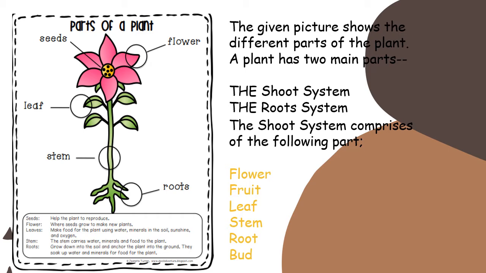Buds. Buds protect the baby flower from harmful elements of nature. Flower. A flower is the beautiful part of the plant. It is usually colorful, which attracts bees and other insects. Leaves. Leaves are one of the most important parts of the plant. It has a green pigment called chlorophyll, which also absorbs the sunlight and makes food.